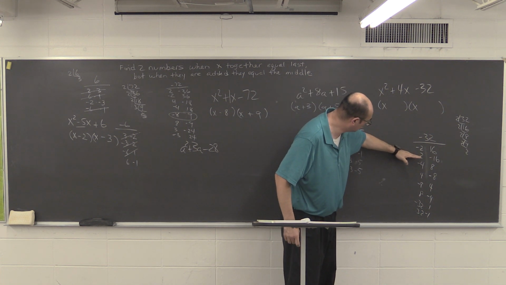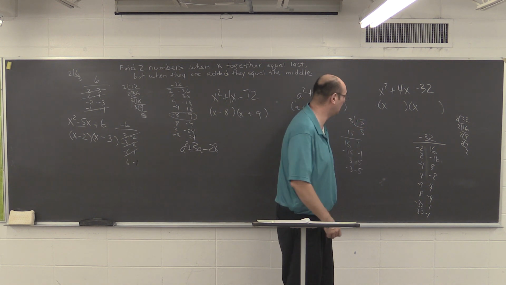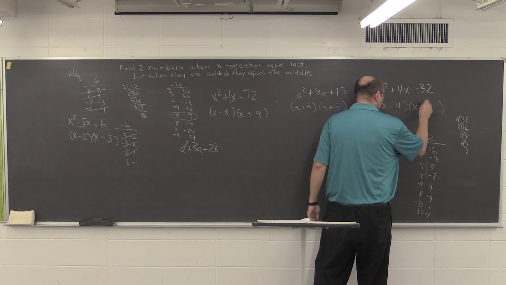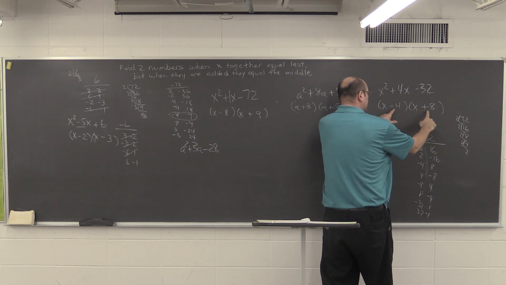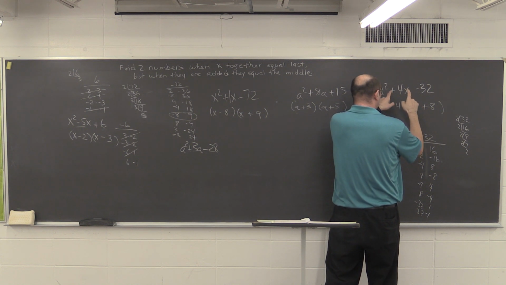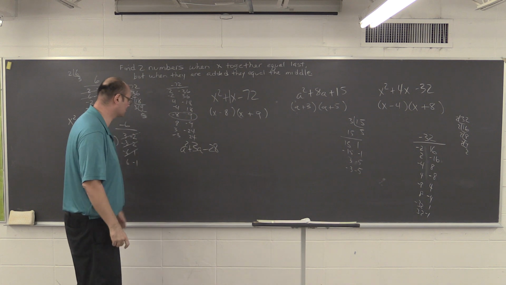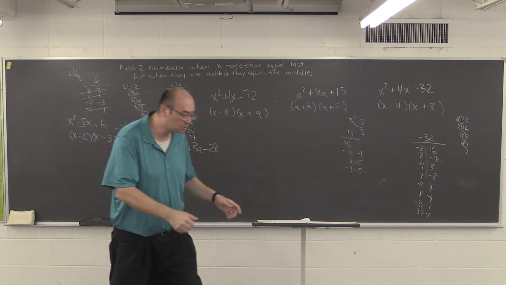Not going to work, not going to work. Ding, ding, ding, ding, right there. Negative 4, positive 8, all right? So minus 4 plus 8. Two numbers when multiplied together equal this, but when added together equal that. There's our answer. One last one, a squared plus 3a minus 28.